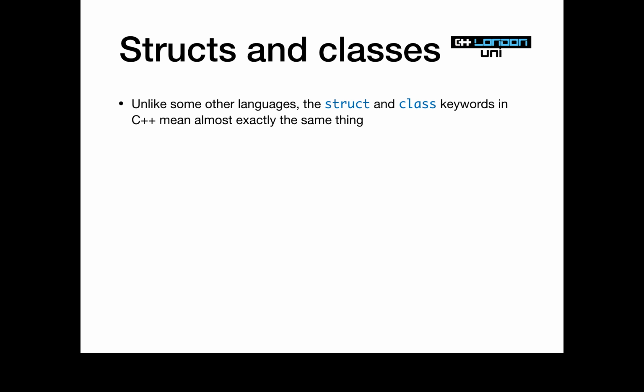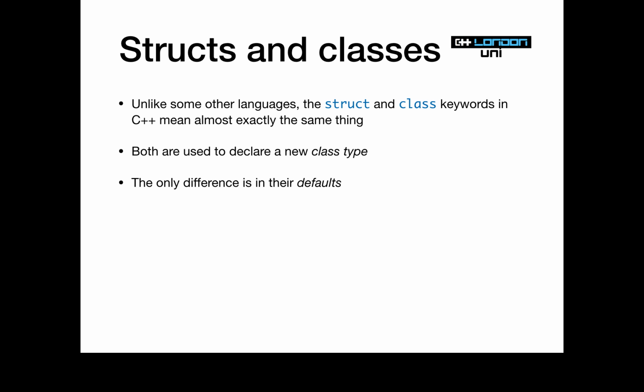And there's a reason for that. It's because in C++, the words class and struct do almost exactly the same thing. They're both used to declare what's called a class type. So even if you use the word struct, as far as the C++ language is concerned, what you're creating is a new class type, even though you've used the struct keyword. There are only two differences between what struct and class mean in C++, and that's in their defaults. Anything you can do with a class, you can do with a struct and vice versa.